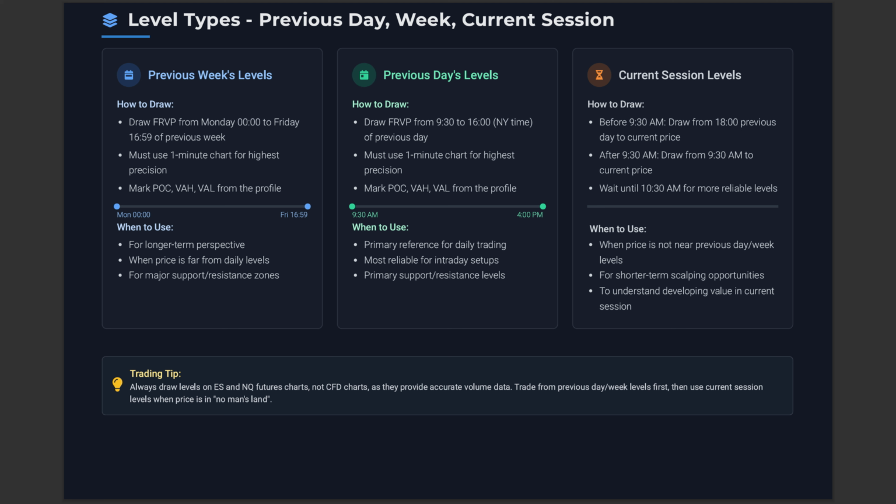Here's what to do when you're not near any previous day or week levels, what I call no man's land. You have two choices.